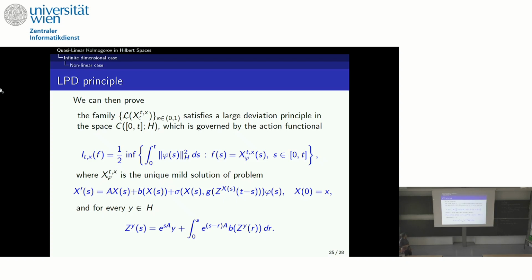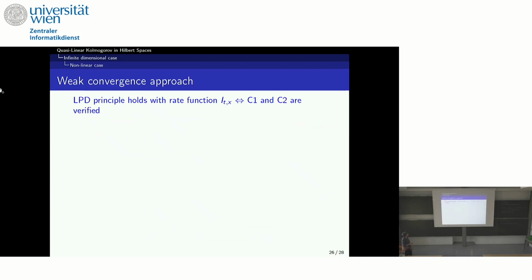And this is just what you think to be the limit as epsilon goes to 0. If you take epsilon equal to 0 in the Kolmogorov equation, you end up with a first order equation, and this is the ODE in infinite dimension related to the limit equation.